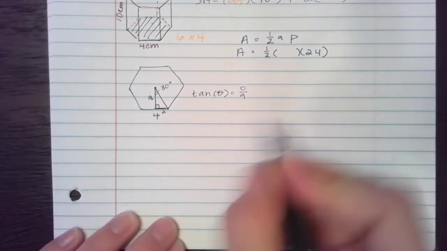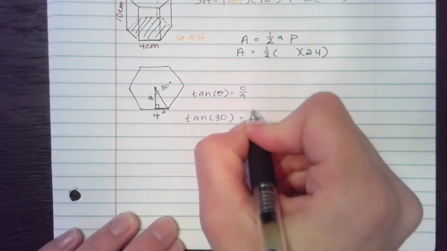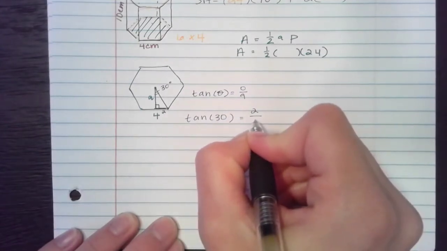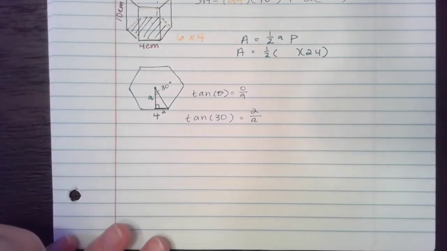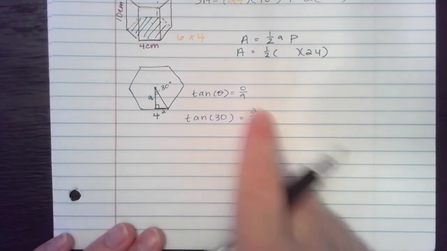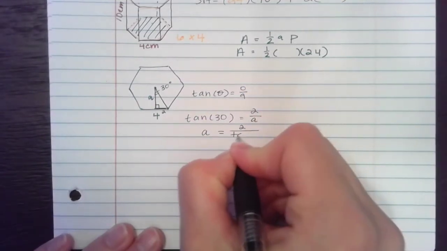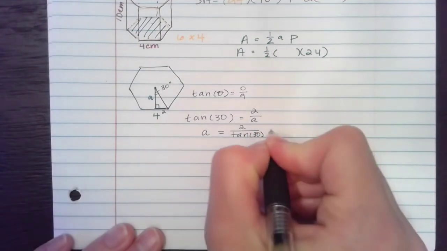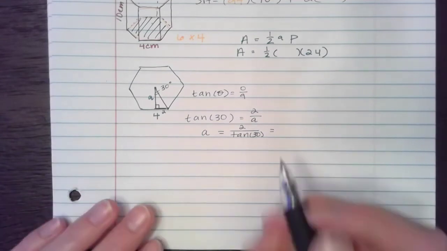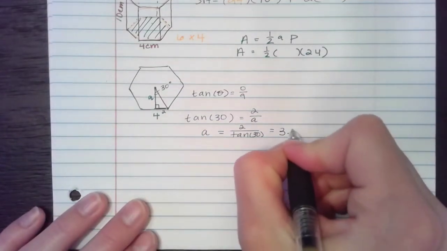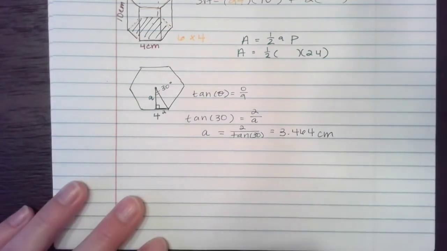I'm going to plug in what I know. Tangent of the angle that's given is opposite over adjacent, and I'm going to put a little a there because a stands for adjacent or apothem. I am looking for the apothem. Do your magic: the apothem is equal to 2 divided by tangent of 30. Plug that in your calculator or your computer, depending on what you're using, and you'll get 3.464, rounding a little bit there, centimeters as your apothem.